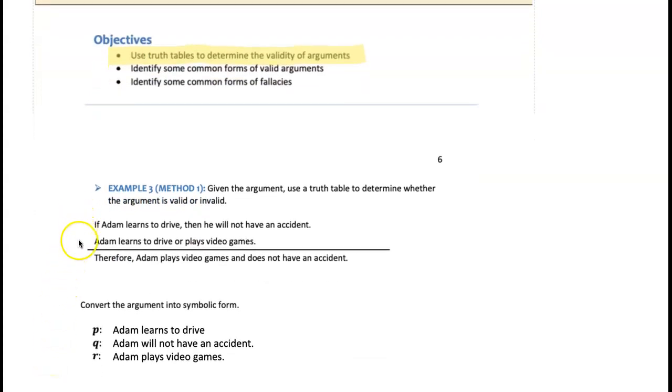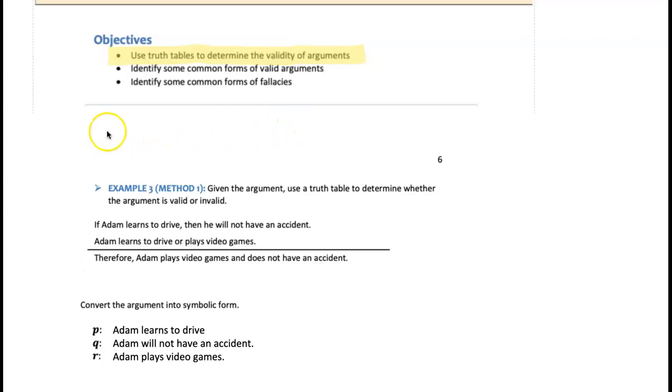We are given the argument: if Adam learns to drive, then he will not have an accident. Adam learns to drive or play video games. Therefore, Adam plays video games and does not have an accident. And we want to determine whether this argument is valid or invalid.